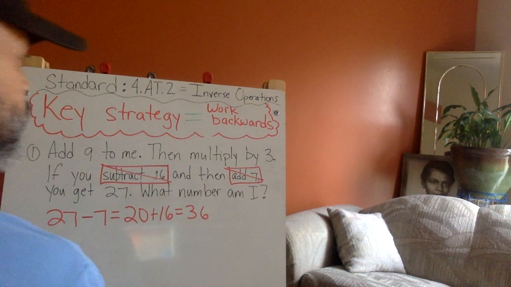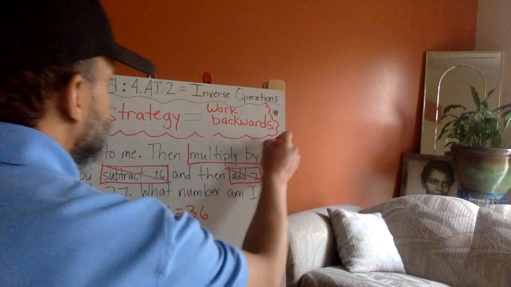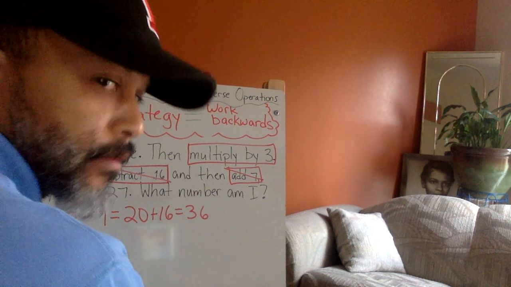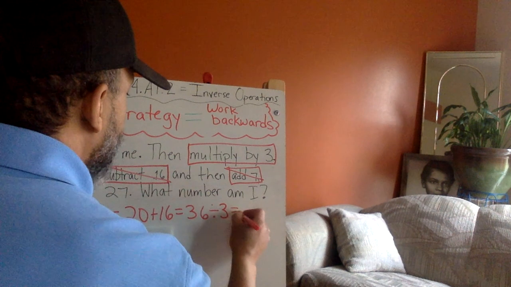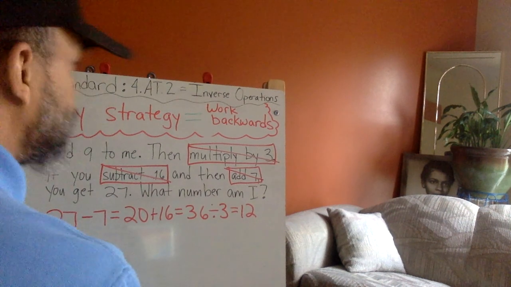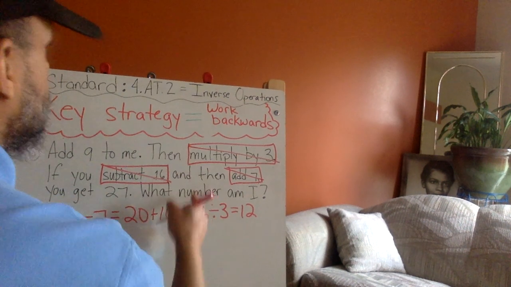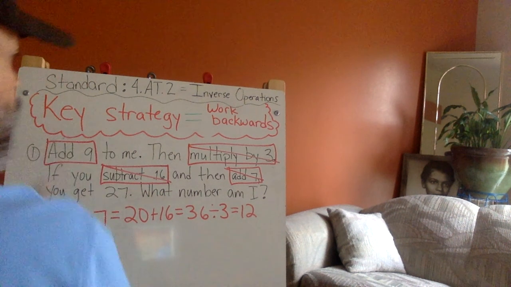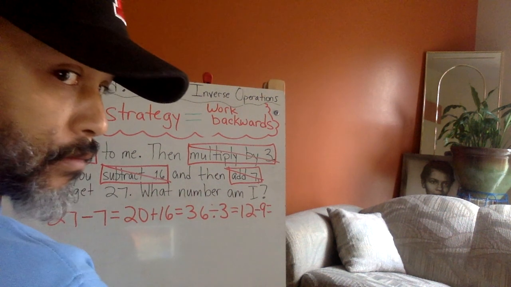That is done. The next step says to multiply by 3. I'm going to do the inverse. And the inverse of multiplication is division. So I'm going to divide by 3. If I divide 36 by 3, I get 12. That is done. Last is the very beginning of my problem, because again, we're working backwards in an inverse order. It says add 9 to me. So I'm going to subtract 9. 12 minus 9 is 3.